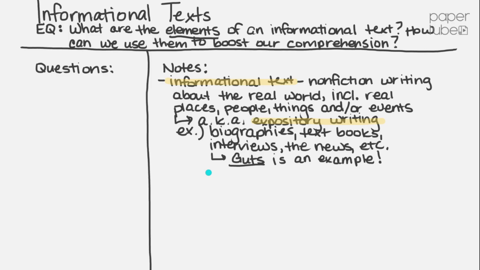And we have read one informational text already. We read Guts, or a part of Guts actually, which was kind of like an autobiography about how Gary Paulsen, the author of Hatchet, used his real life experiences to help shape his writing. So we have some experience in this class with informational text. We are going to be getting even more experience over the next few weeks.